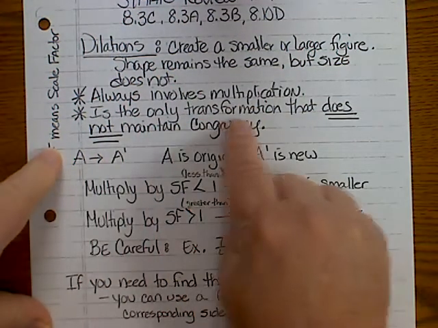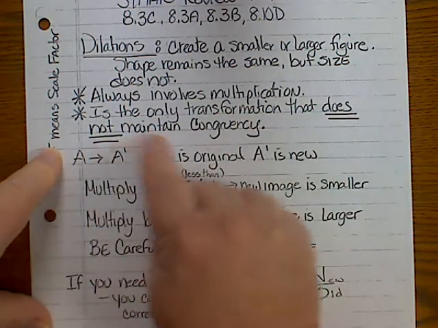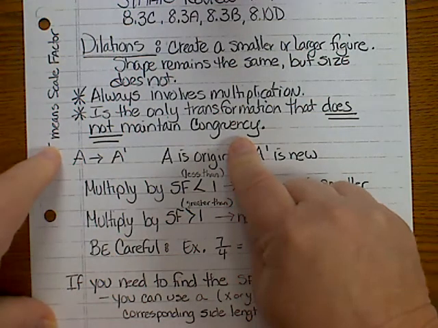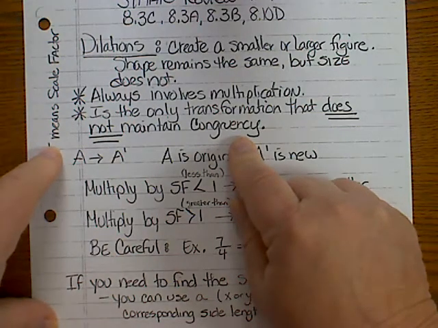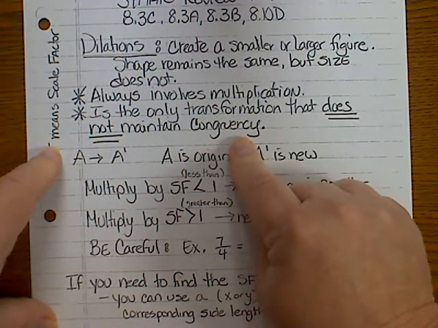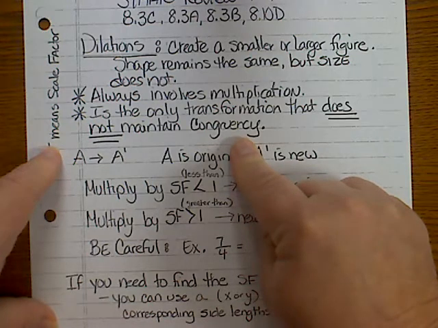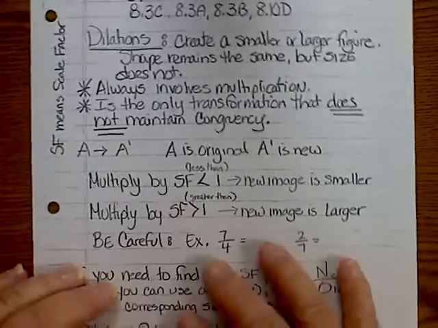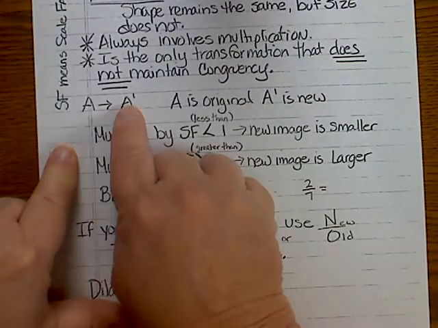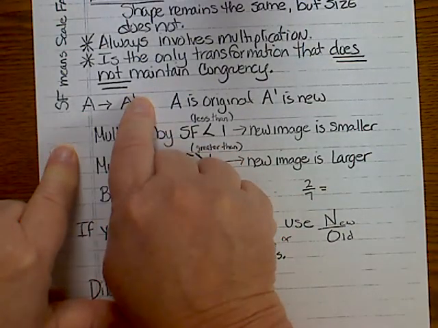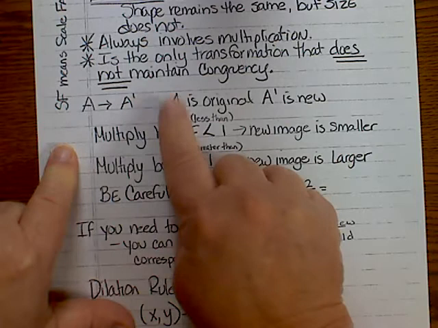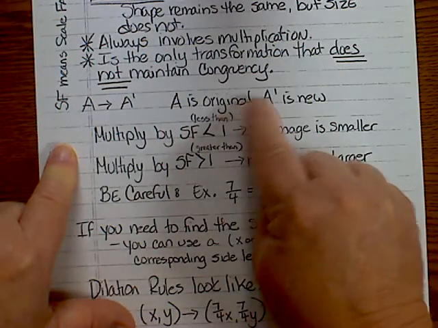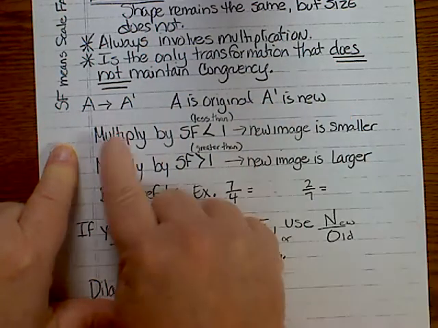So you're going to have a scale. It's the only transformation that does not maintain congruency. Why? I hope you said because it changes its size. When you multiply by something, it changes its size. Remember, we have A and we have A prime. A is the original, A prime is the new.